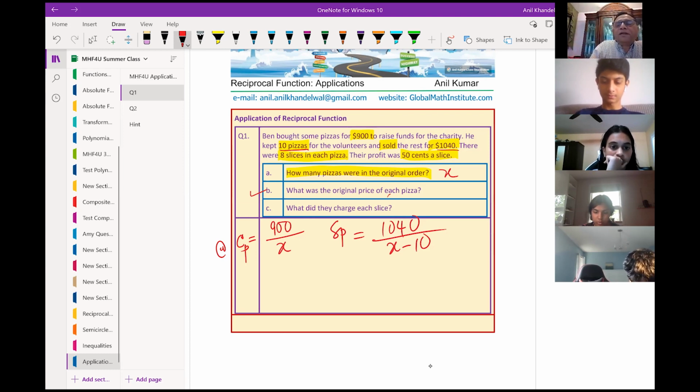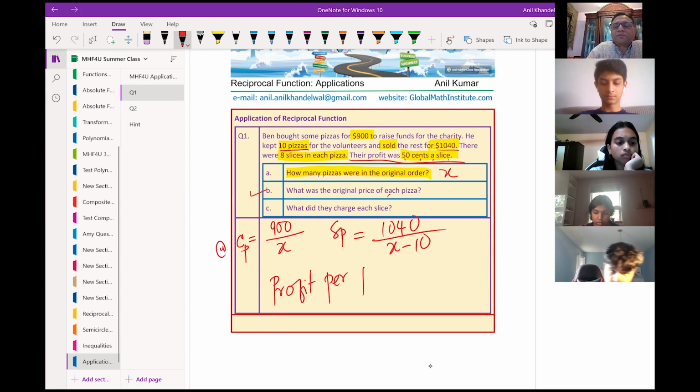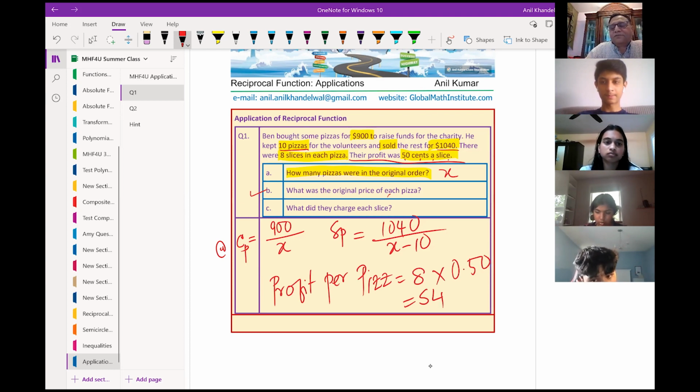Now, the profit is 50 cents a slice. When the profit is 50 cents a slice and there are 8 slices, so what is the profit per pizza? Tell me. 400 cents. 8 into 50 cents, correct? $4. 400 cents is correct, $4. That is the profit. Is that clear to you? Profit is $4 per pizza.